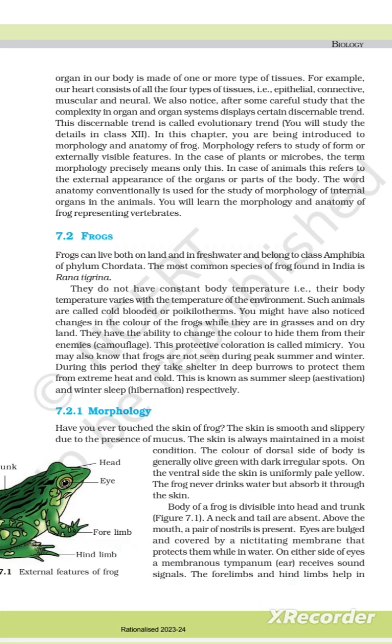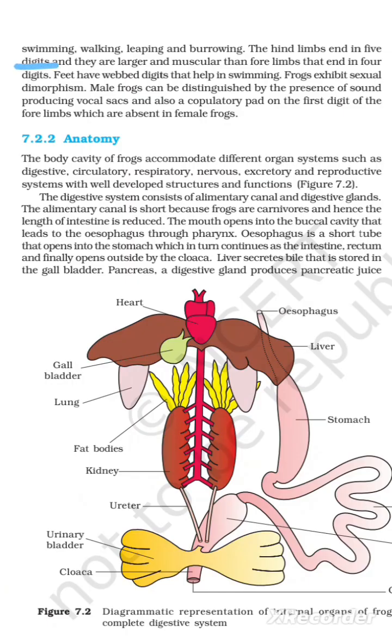The forelimbs and hind limbs help in swimming, walking, leaping, and burrowing. The hind limbs end in five digits and they are larger and more muscular than the forelimbs that end in four digits. Feet have webbed digits that help in swimming. Frogs exhibit sexual dimorphism.